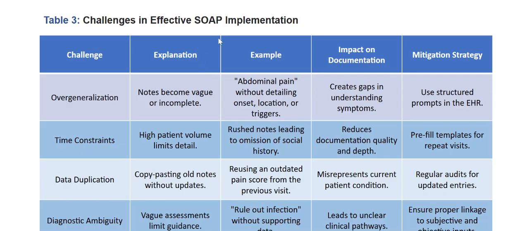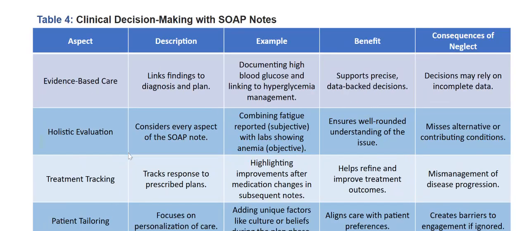Table on challenges and effective SOAP implementation: challenge, explanation, example, impact on documentation, mitigation strategy. Challenges: overgeneralization, time constraints, data duplication, diagnostic ambiguity, and follow-up gaps. Table on clinical decision making with SOAP notes: aspect, description, example, benefit, consequences of neglect. Aspects: evidence-based care, holistic evaluation, treatment tracking, patient tailoring, and risk reduction.